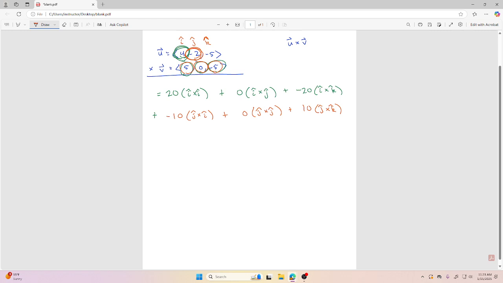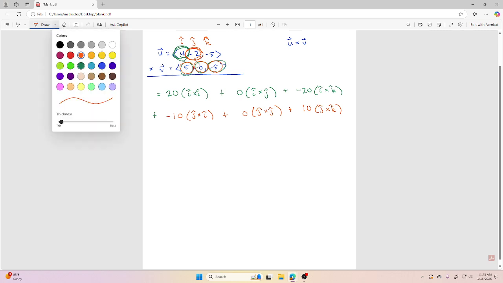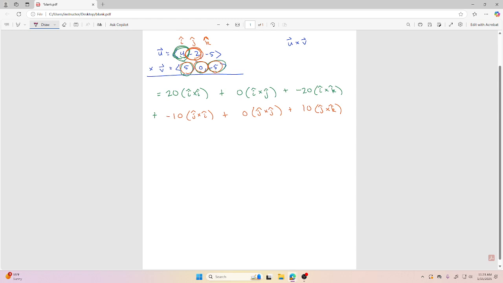Awesome. We already did green, we already did blue. Maroon. Okay, here we go. Last one. -5 times 5 is -25, and that's a K cross I.